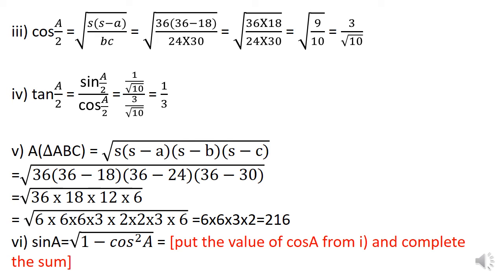Sin A, the last value, that is sin A. You can write sin A as root of 1 minus cos square A, because that is the identity for sin, isn't it? Now you can write the value for cos A from the first part of the sum which we found out, and thus you can complete the sum on your own. So write all these sums in the assignment book that is there.